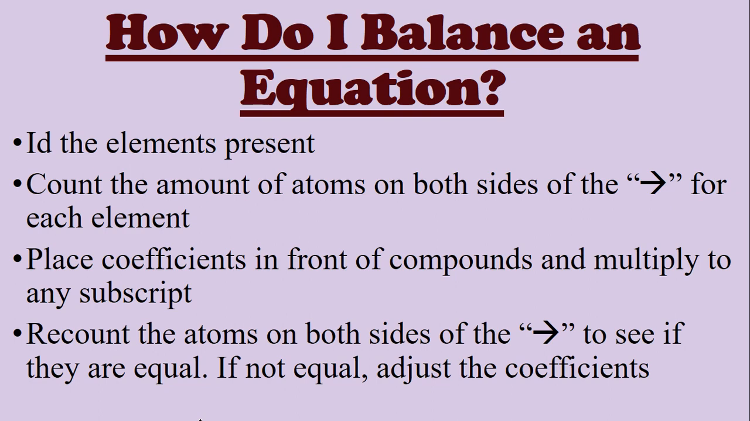Well, these are kind of guidelines. It's better just to see the examples. But the first thing you do is you have to identify the elements present. You're going to count how many atoms are on both sides of the arrow. Remember, the arrow divides the equation in half. You're going to be placing those big numbers in front of compounds so that it multiplies to the subscripts. You're going to recount atoms on both sides to see if they're equal. And if they're not, you're going to keep adjusting the coefficients so they do become equal.